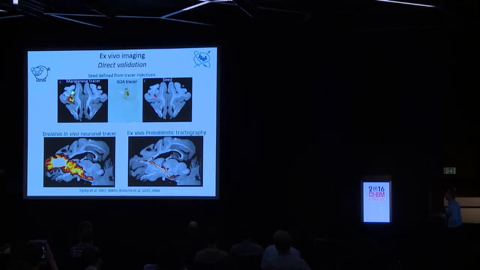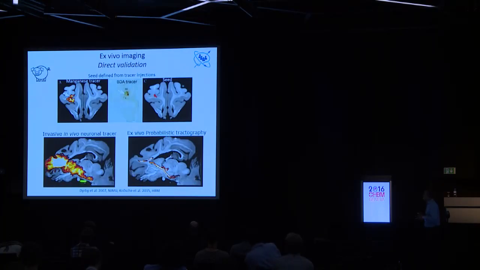This is an example where we have a manganese tracer. A manganese tracer is detectable with a T1-weighted image. We also simultaneously injected a BDA tracer just for control, which we visualized after the post-mortem imaging. And this is an example of the post-mortem where we defined the seed region given these tracers.